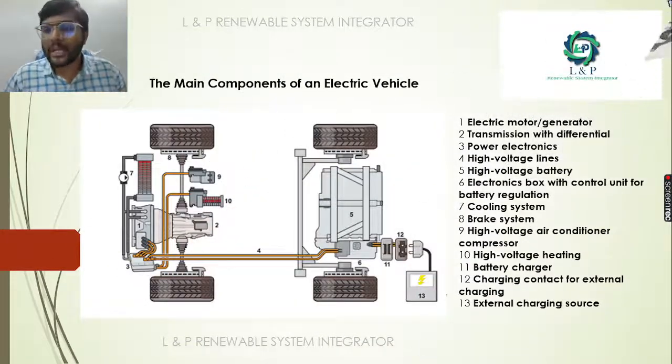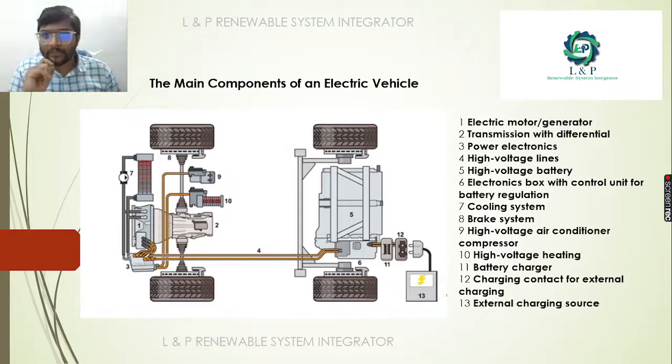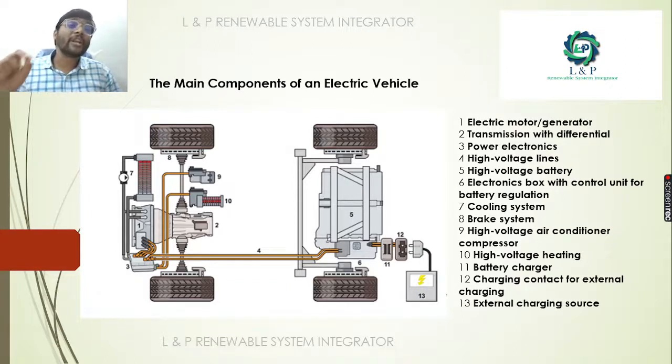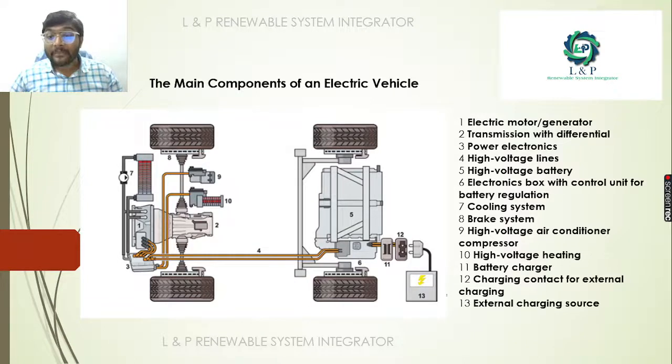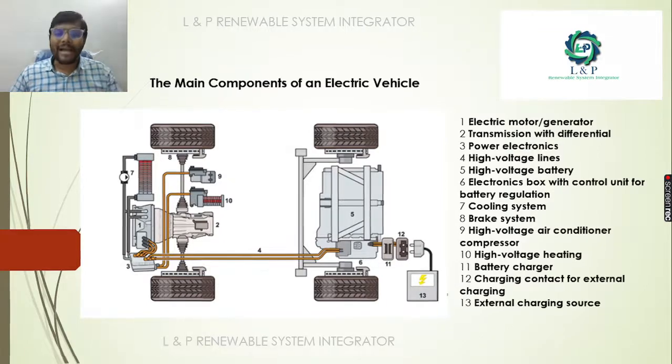What are the main components of an electrical vehicle? We should have an electrical motor. On certain occasions when we are applying brakes, there should be regeneration happening, that is regenerative braking. Our electric motor will act as an alternator or generator, generating power, and the energy generated will be saved in the battery. We should have a transmission, power electronic equipment, high voltage lines, and a high voltage battery. It should have a cooling system, a brake system, a battery charger, high voltage heating, a high voltage air compression system, and a charging contact for external charging.